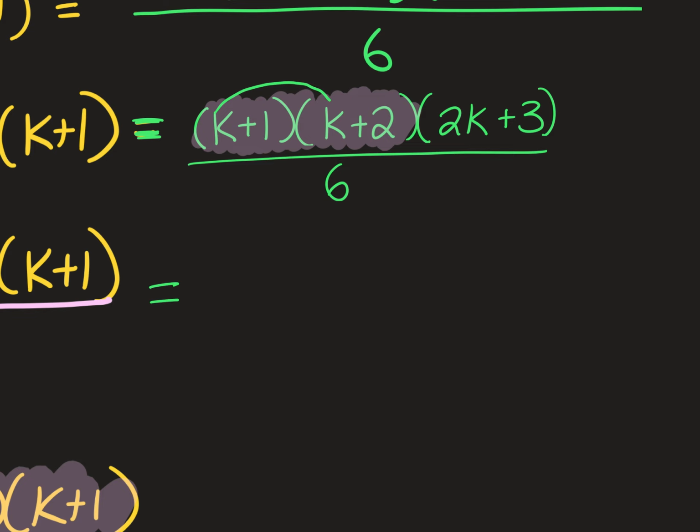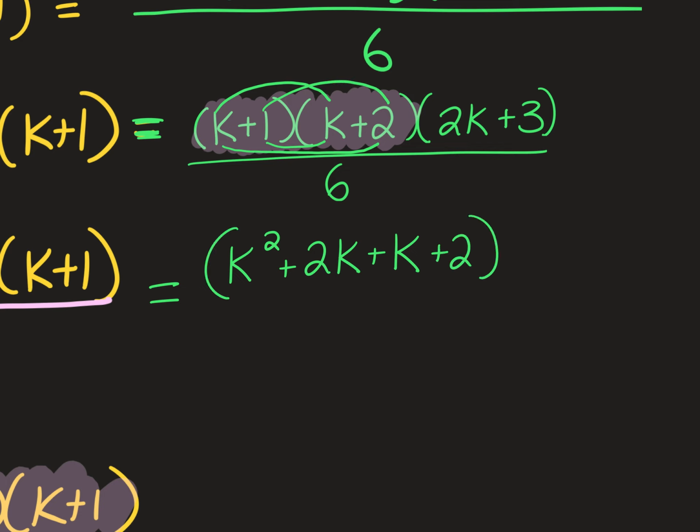First terms, I'll have k squared. Outside terms, 2k. Inside terms, 1k, or just k. Last terms, 2. I will multiply that by 2k plus 3 in just a moment.